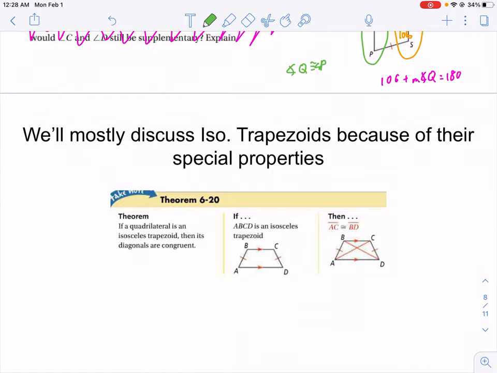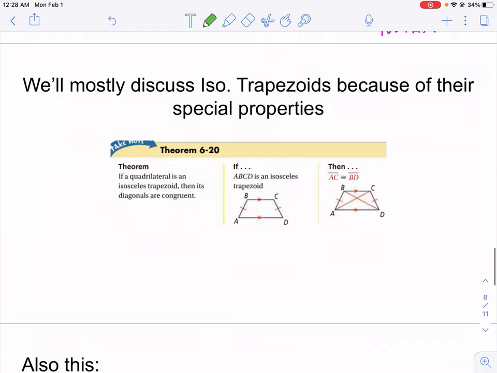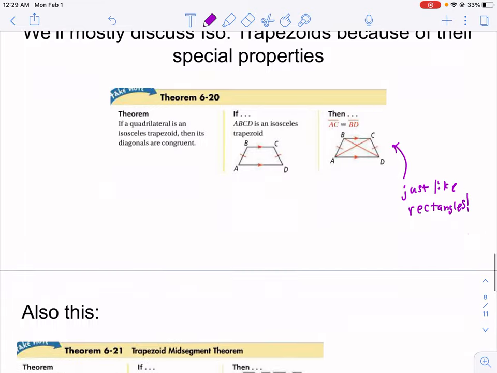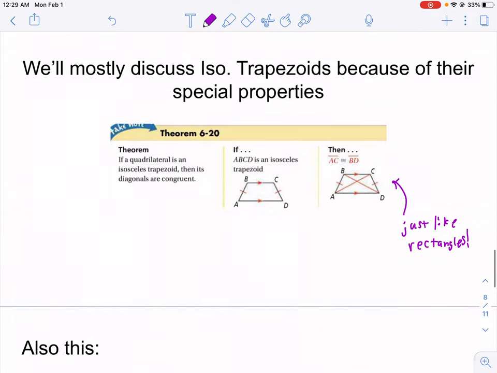Isosceles trapezoids also have an additional special property where their diagonals are equal. Just like rectangles. So you might end up with a situation where you're given expressions for the diagonals and then have to determine whether they're equal or not. Or use the fact that they're equal to find x, perhaps. Also this.